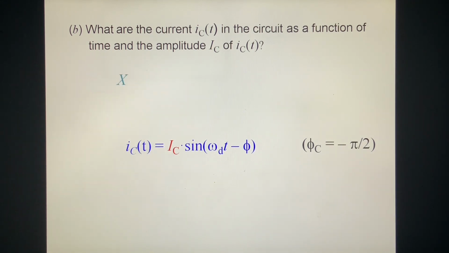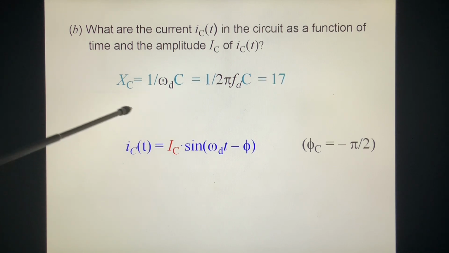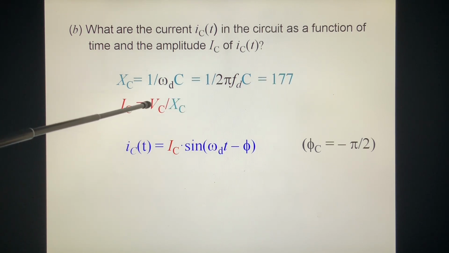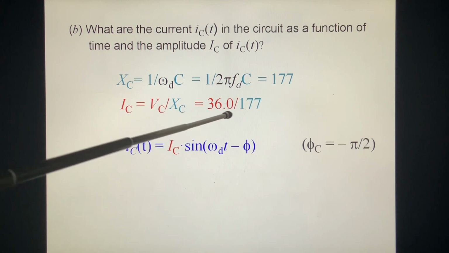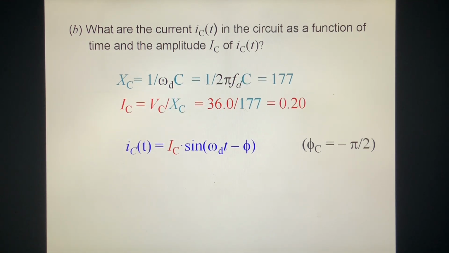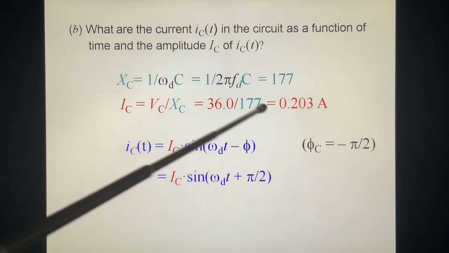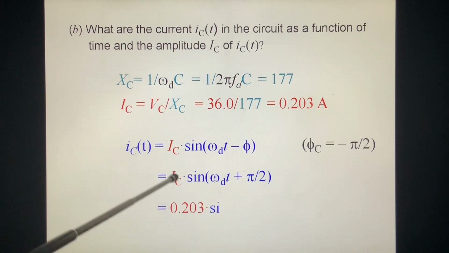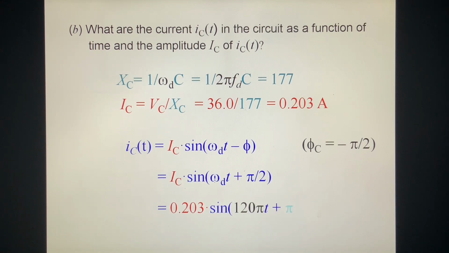And we find IC. How do we find IC? IC equal to VC over XC. The XC is 1 over omega C D. And VC is 36.0. So we find IC. We put this in, we get the answer: 0.203 sine 120 pi t plus half pi. Okay. This is the answer.